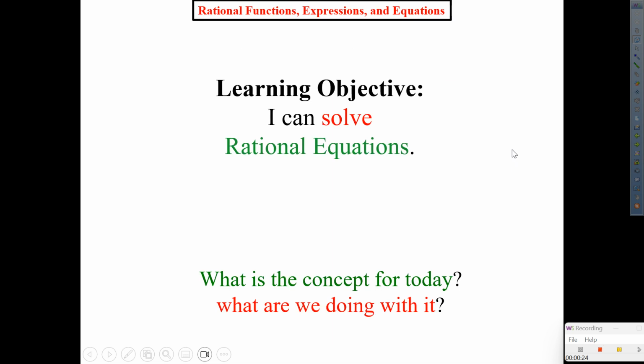All right, get a Cornell note ready, please. You don't need a prayer model since you already know the definitions and such. I can solve rational equations. And let's see some of your responses.